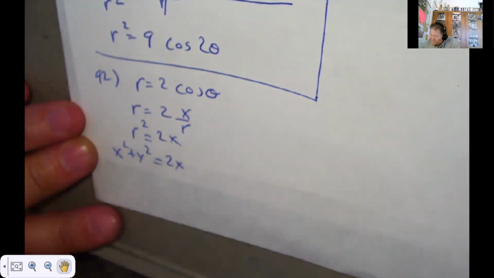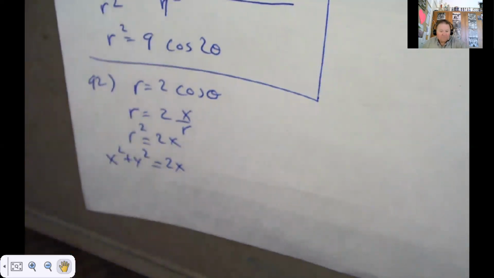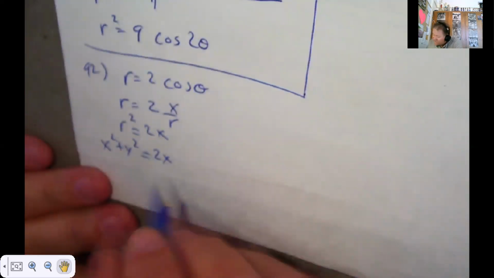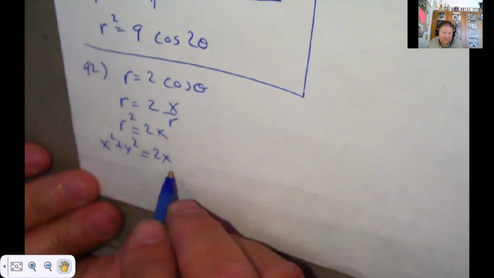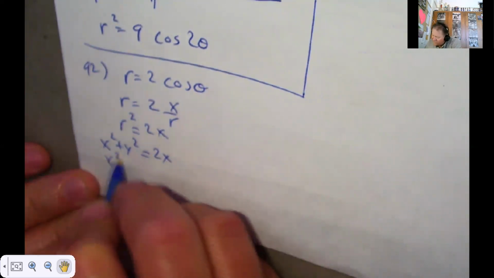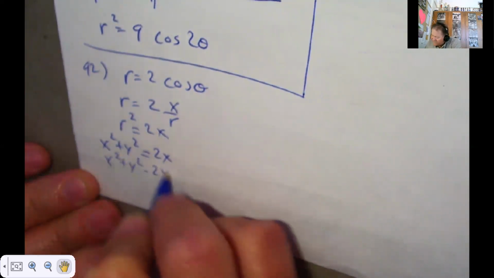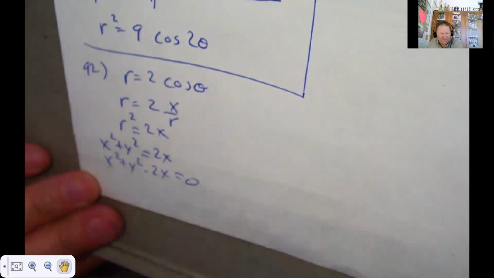I'm not sure the format they want this in. Let's just see. This is 92. Okay, they set one side equal to 0, so they did it in general form. Maybe I should just do that from now on. So this was x squared plus y squared minus 2x equals 0, by subtracting 2x. And now it's in general form, right?